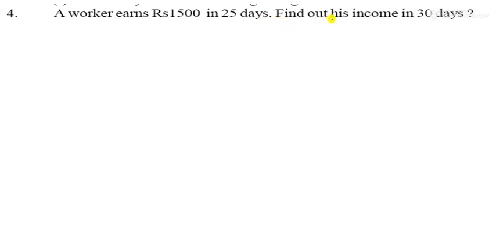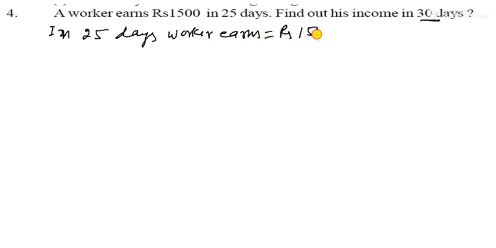Now come to the fourth question. A worker earns 1500 rupees in 25 days. Find out his income in 30 days. So this one is first written here. So in 25 days, worker earns rupees how much? 1500.